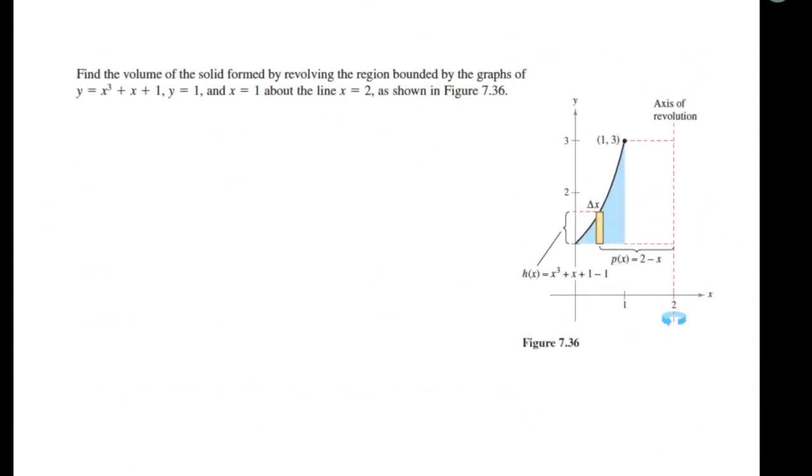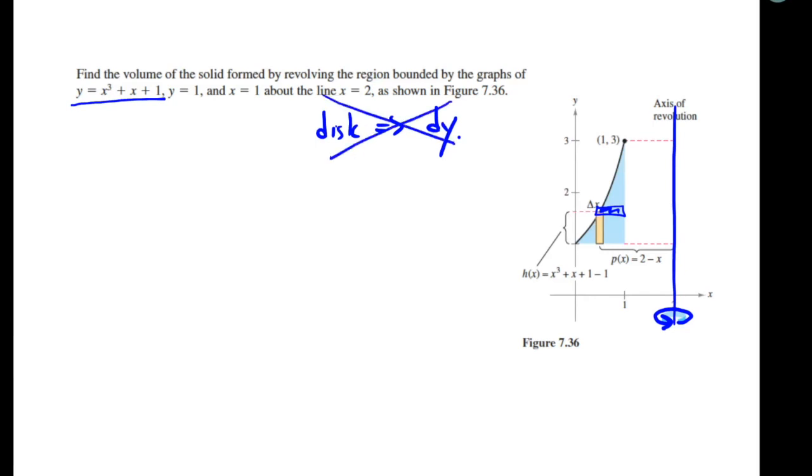Last example, sometimes one has to be forced into using one or the other. Because again, as we think about it, if I want to go through this axis of revolution, it's a vertical axis of revolution. If I was doing a disk method, I would need to be in terms of y. So disk would be in dy, which would mean I need to solve this for x. Since it's an x cubed, there's really no way to solve that for x. So we can't use the disk method in this case.